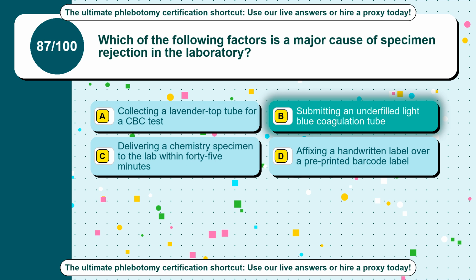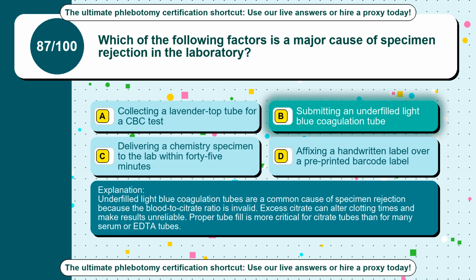The correct answer is option B, submitting an underfilled light blue coagulation tube. Underfilled light blue coagulation tubes are a common cause of specimen rejection because the blood-to-citrate ratio is invalid. Excess citrate can alter clotting times and make results unreliable. Proper tube fill is more critical for citrate tubes than for many serum or EDTA tubes.